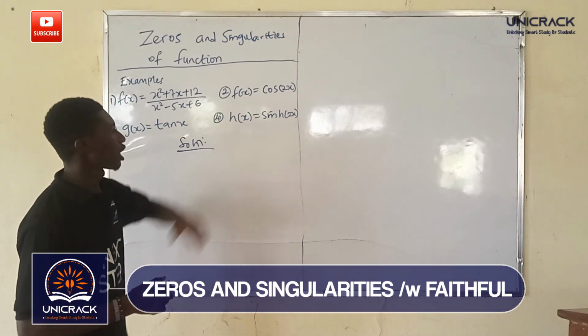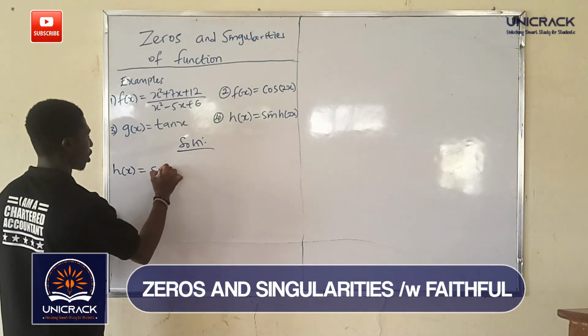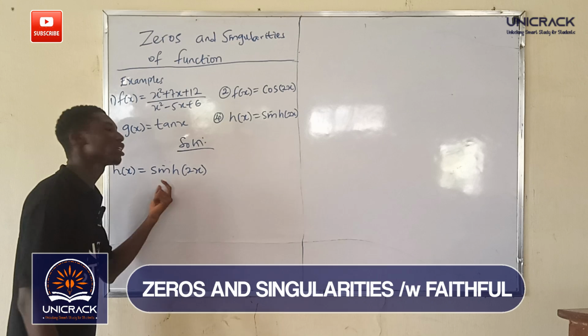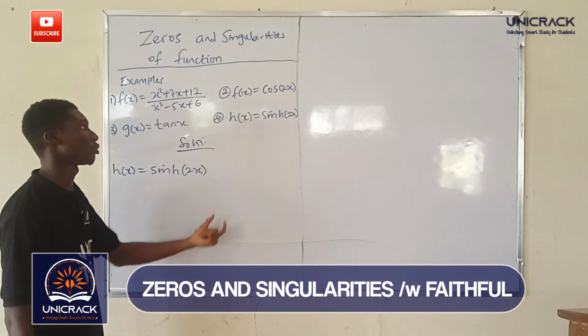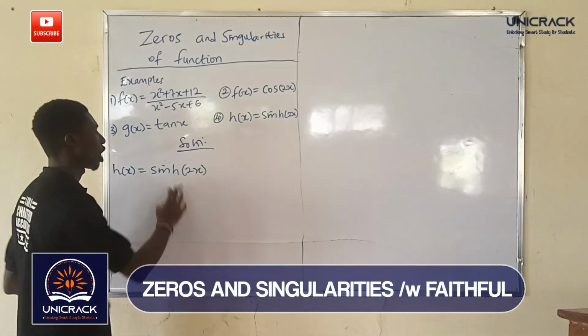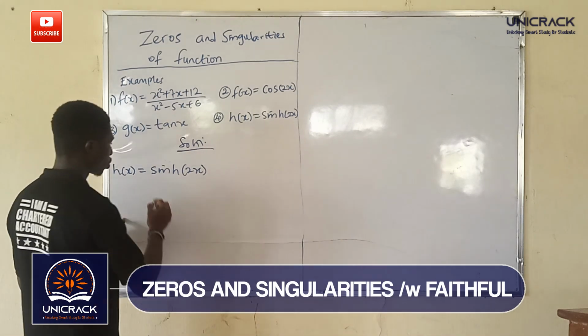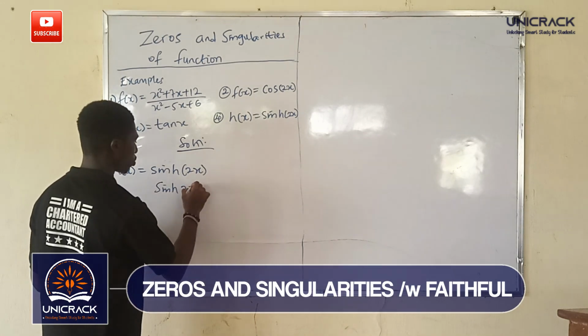So let's move to the last question, which is h of x is equal to what? Now, this is not your sine, this is your hyperbolic sine of 2x. So it's a totally different function from your sine. So this is your hyperbolic functions. So your hyperbolic sine of 2x will follow the same procedure also. So we'd have hyperbolic sine of 2x. We equate it to 0.